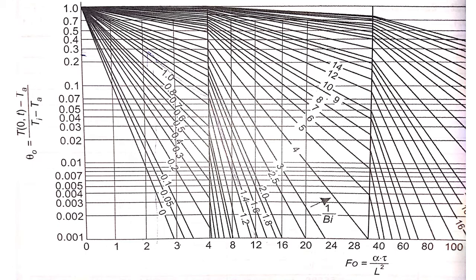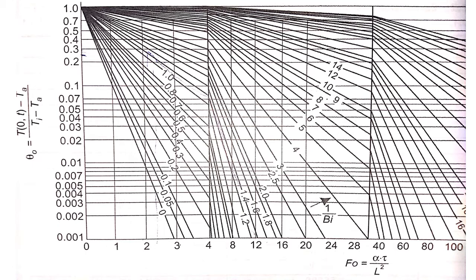So if we are using the center line temperature, if we know it, and we want to calculate the time t, then we should use this graph only. See here in the graph, theta naught is equal to T of 0,t minus Ta divided by Ti minus Ta. These are the same equations we have derived, T minus Ta divided by Ti minus Ta. So here they have given 0 of t.